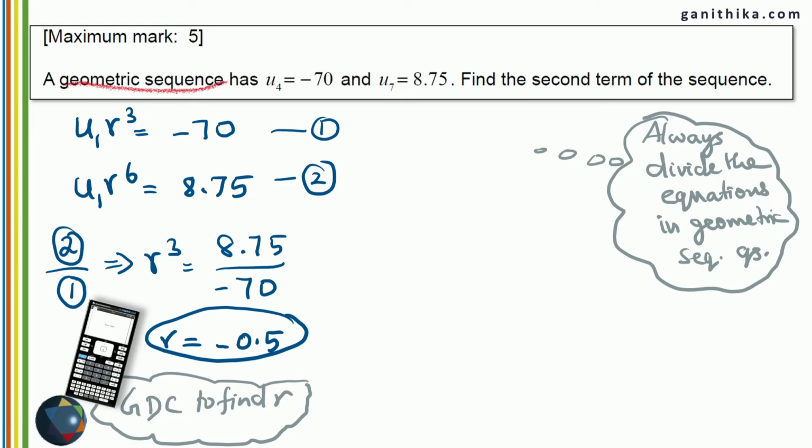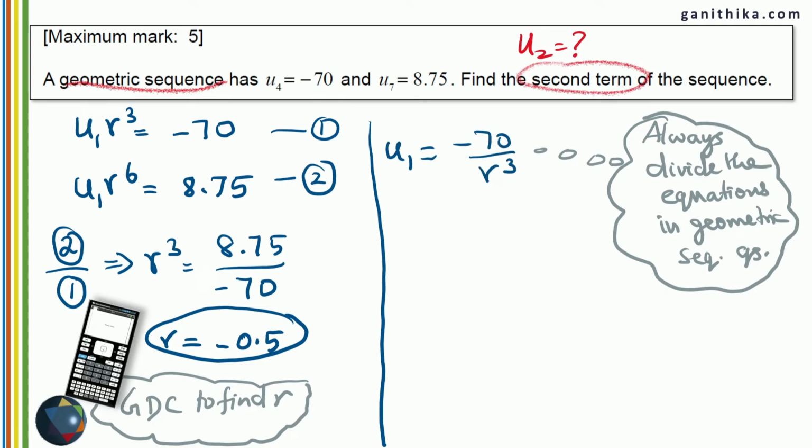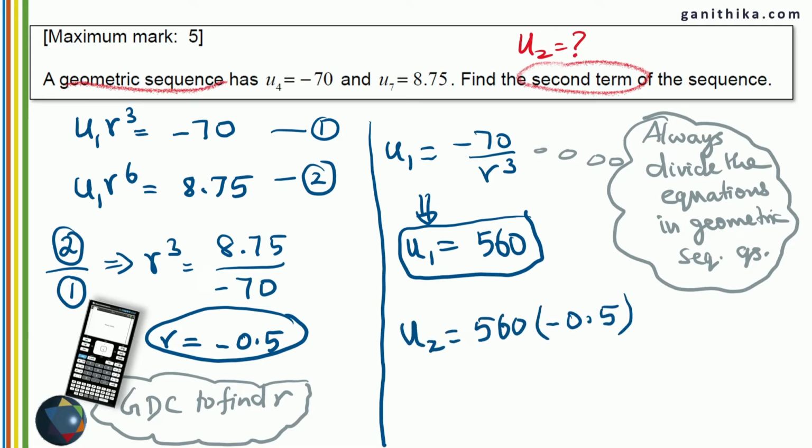Is the question asking you to find R? No, it's actually asking you to find the second term. For that, you need the first term U1. So let's substitute R into the first equation and find U1 to be equal to 560. So we have U1, we have R, we need U2. U2 is U1R, correct? Substituting the values of U1 and R, you get this, and the value for U2 will be negative 280. Again, another simple question for 5 marks.